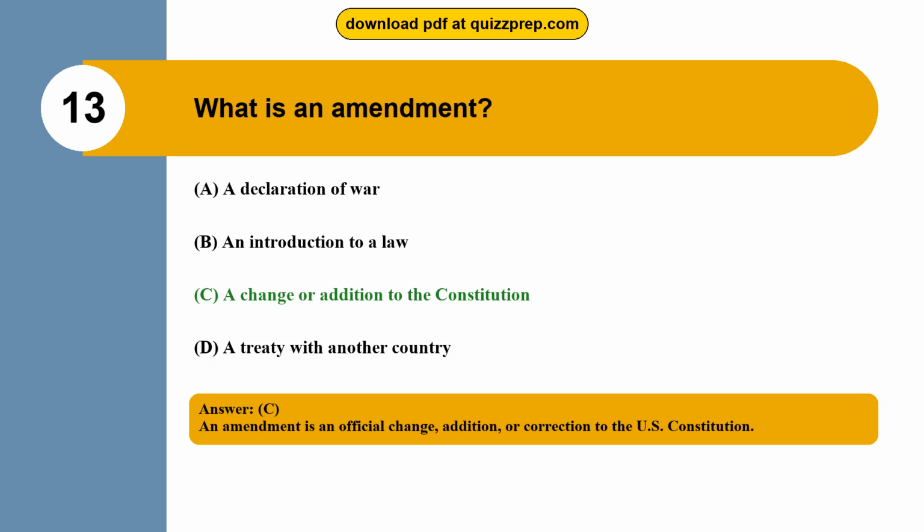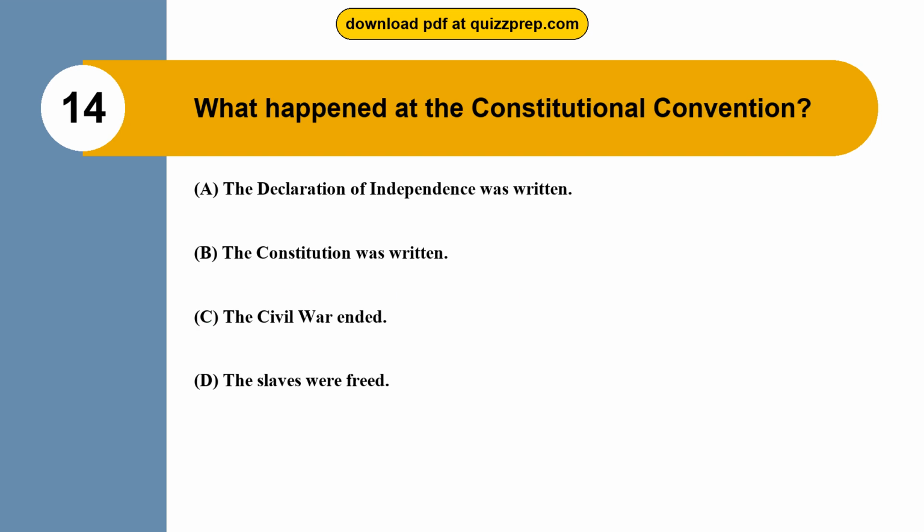An amendment is an official change, addition, or correction to the U.S. Constitution. Question 14. What happened at the Constitutional Convention?